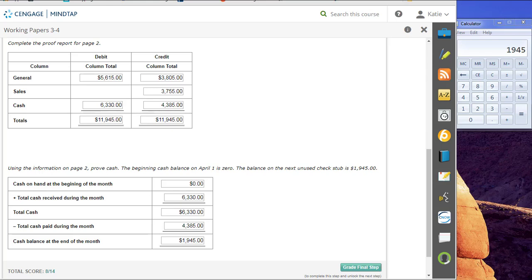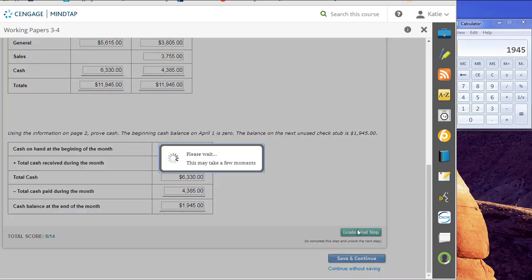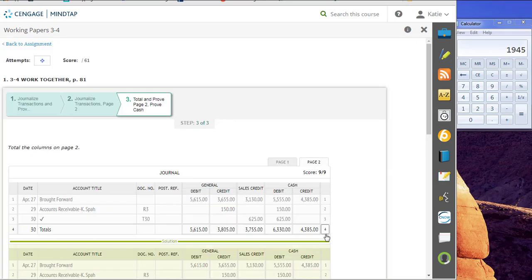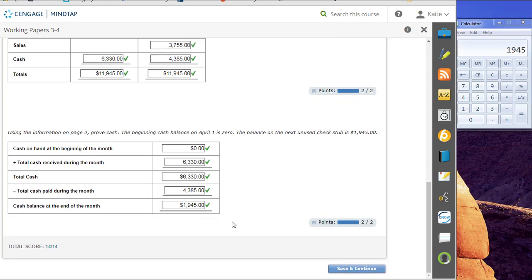So we should be able to grade our final step. Green button. Again, these part assignments in MindTap are new to me this year, so I'm getting used to that as well as teaching you at the same time. And then it goes through and tells me, woo, Mrs. Grassel, you did a good job. You got a whole bunch of green check marks. Way to go. You know what you're doing. I like it when it tells me that.